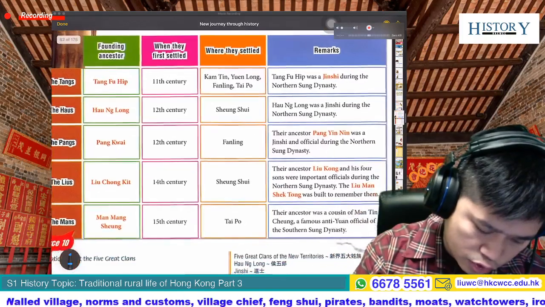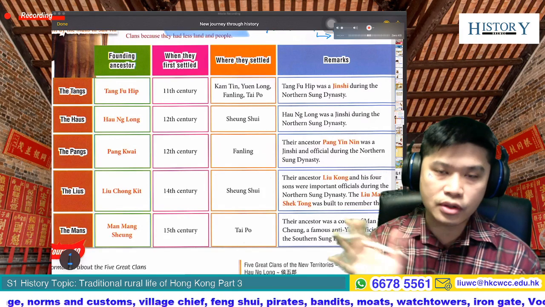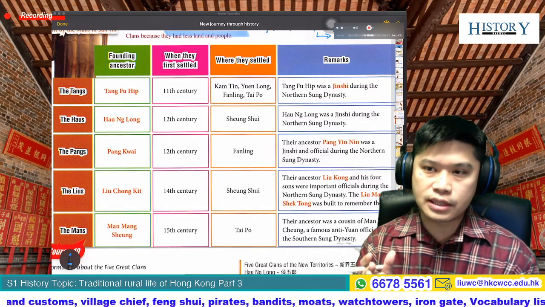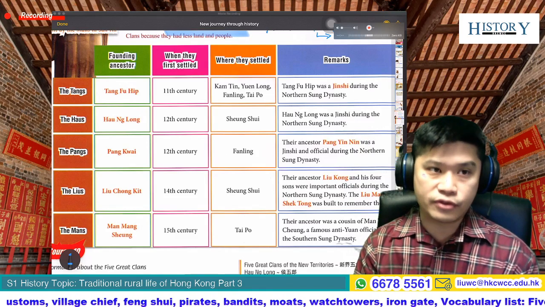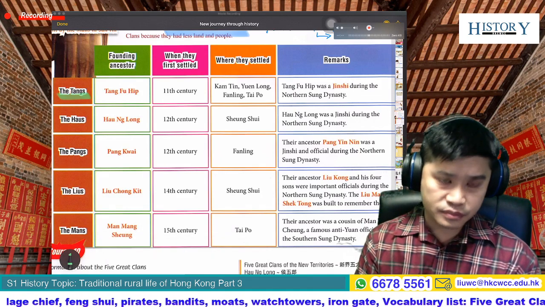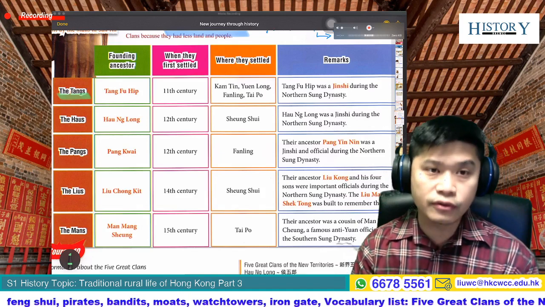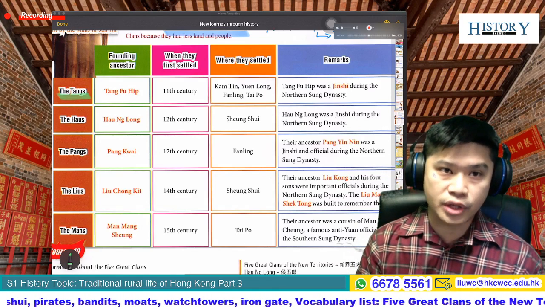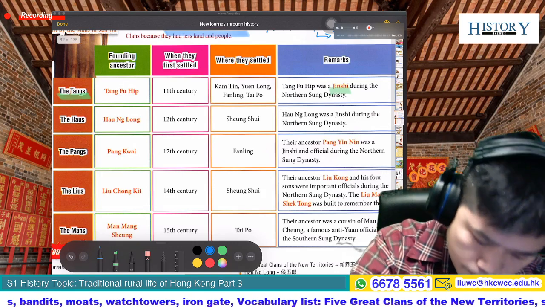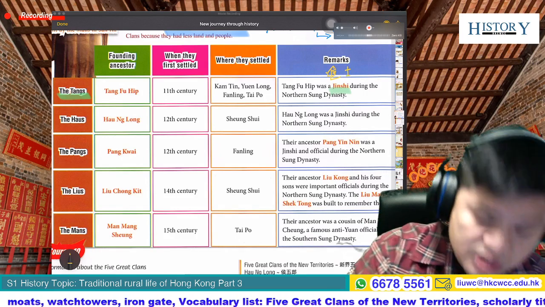So let's have a look. Here are the stories of the five great clans. Don't worry, you're not going to memorize the details of these five families. You will just have it for reference. For example, especially the Tangs. 我哋講鄧氏啦。You can see the remarks of the Tangs, Tang Fu Hip, one very important ancestor of the Tangs, 一個鄧父協啦. He was a Jin Shi, in Chinese we call it 進士.